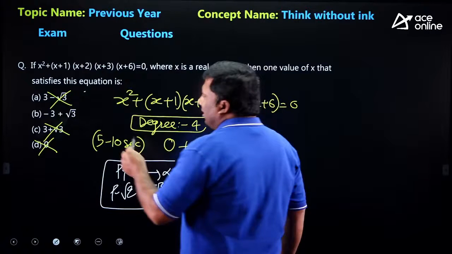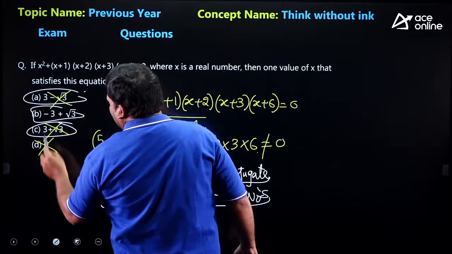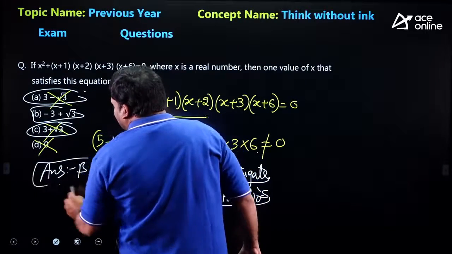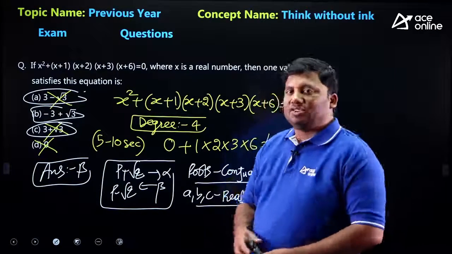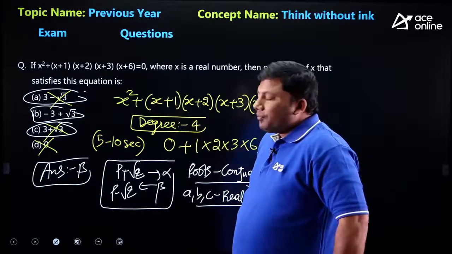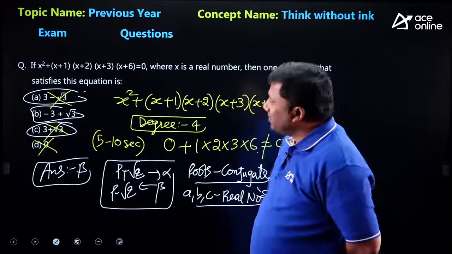But there is no option which says A and C. So the answer for this question is B, right? The question is difficult, but because of the answer options, it was made very, very easy. Again, I am repeating: x square plus x plus 1, x plus 2, x plus 3, x plus 6.